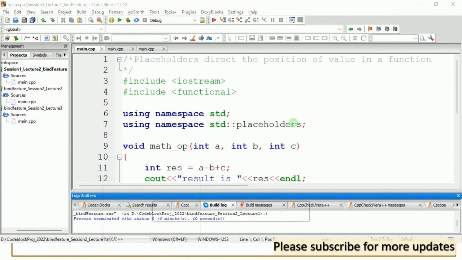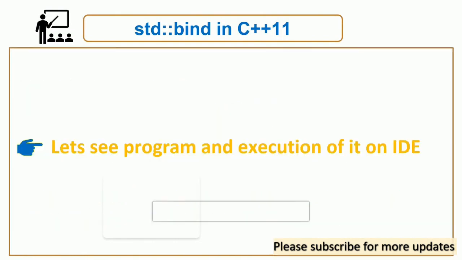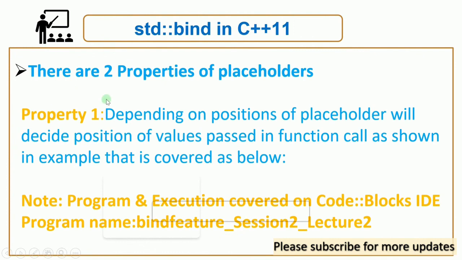Now moving to the slide, we will see more. We will see the properties of the placeholders. There are 2 properties of the placeholder. We'll understand each property and we will also see the program and execute it on the CodeBlocks IDE.